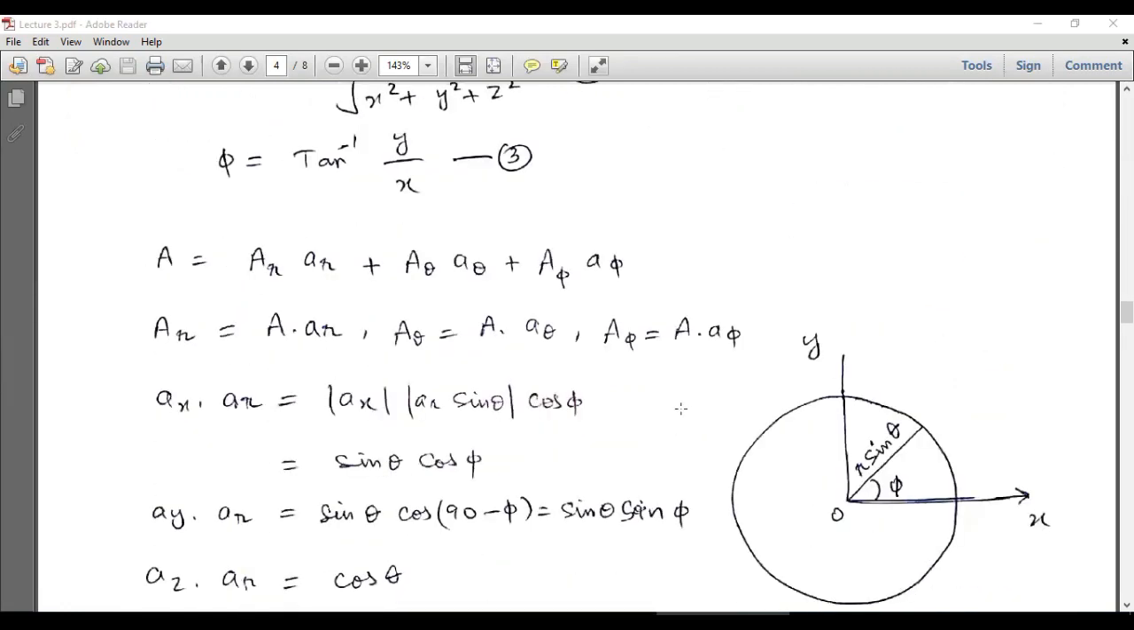Now we will calculate the dot products of the individual unit vectors with each other. If we have a vector represented in spherical components, we can represent it as A equal to Ar ar plus A theta a theta plus A phi a phi. But if we are given the vector in Cartesian coordinates, it will be Ax ax plus Ay ay plus Az az. Now we have to individually calculate all three components, Ar, A theta, and A phi.